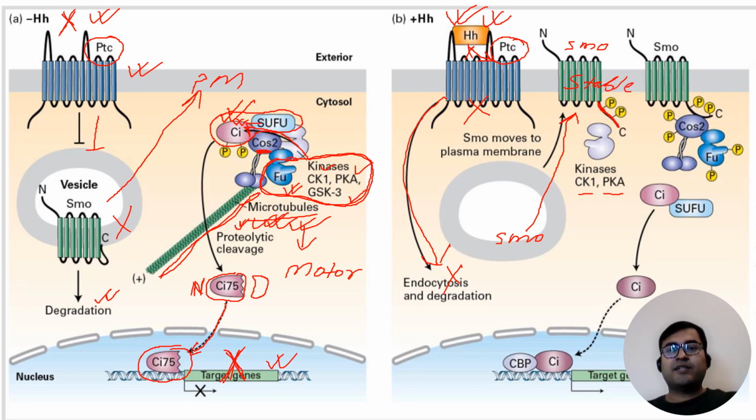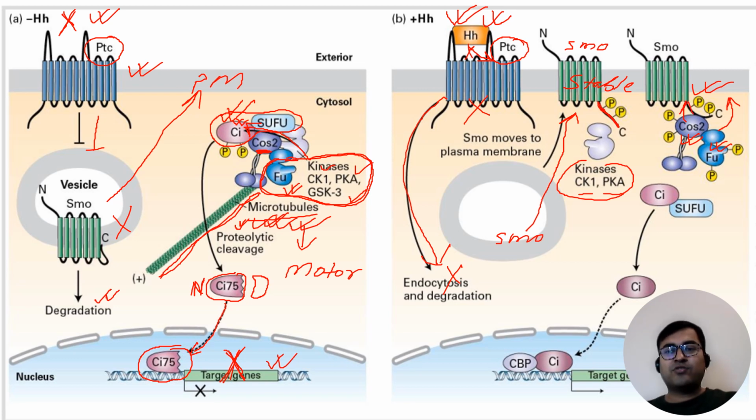Now this stabilized SMO protein on the plasma membrane, because of phosphorylation by kinases, interacts with the motor protein COS2. This COS2 and FU are also heavily phosphorylated by the kinase molecules, and this COS2 and FU is now engaged with SMO.